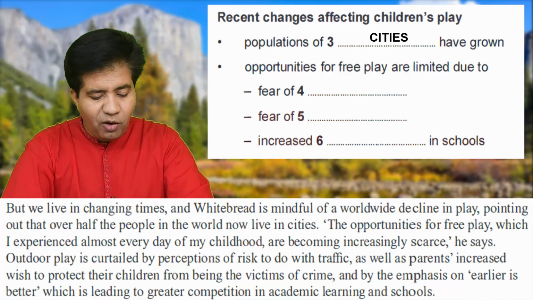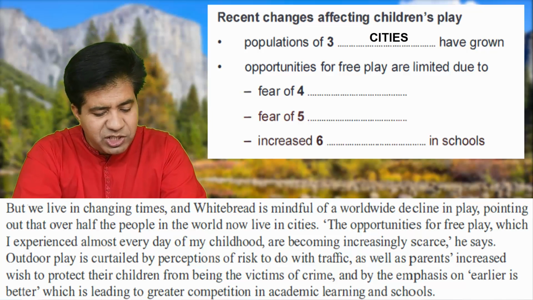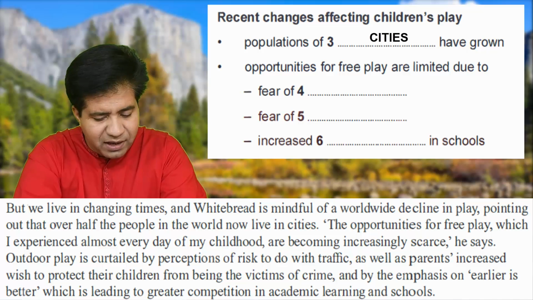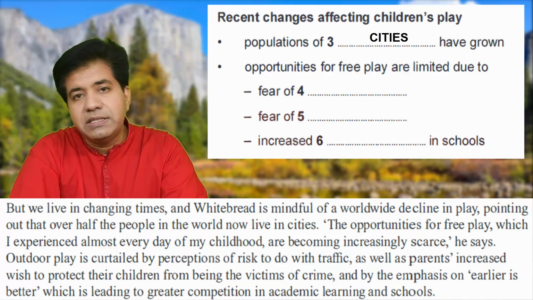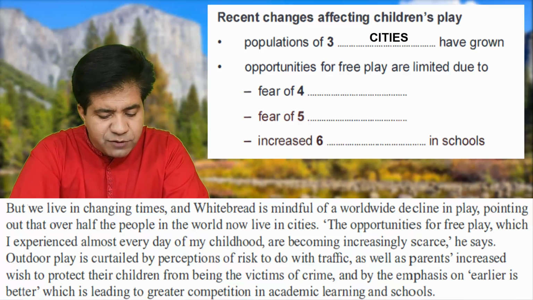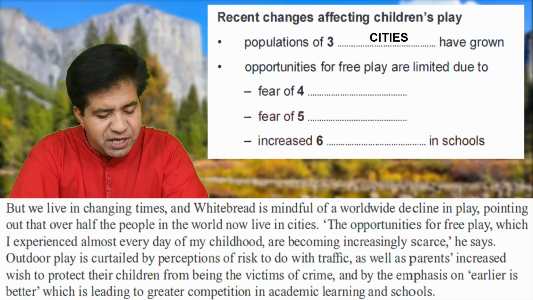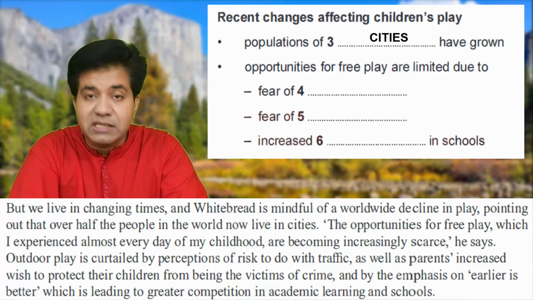Okay, now they are all together in one paragraph which you can see right now. But we live in changing times and all that, the same paragraph. If we go ahead, the opportunities for free play. It means this is the portion where we are going to find the answers. The opportunities for free play which I experienced almost every day of my childhood are becoming increasingly scarce.